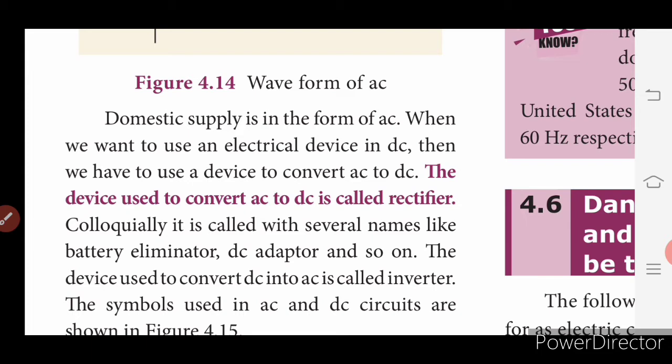The device used to convert DC into AC is called... This is AC to DC: rectifier. Whereas the device used to convert DC to AC is an inverter. You would have known this inverter. Rectifier may be new for you, whereas inverter is a familiar name, I think.